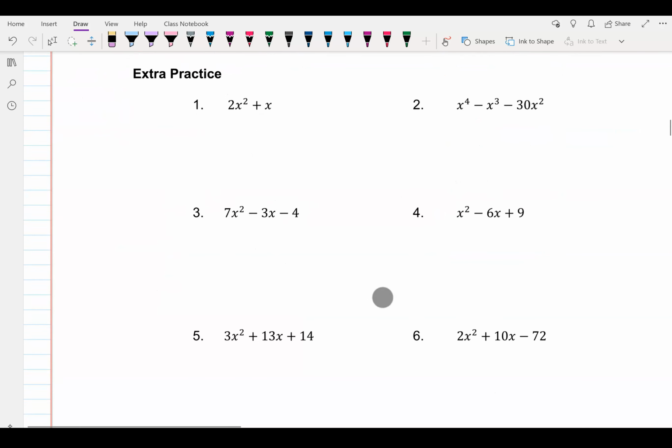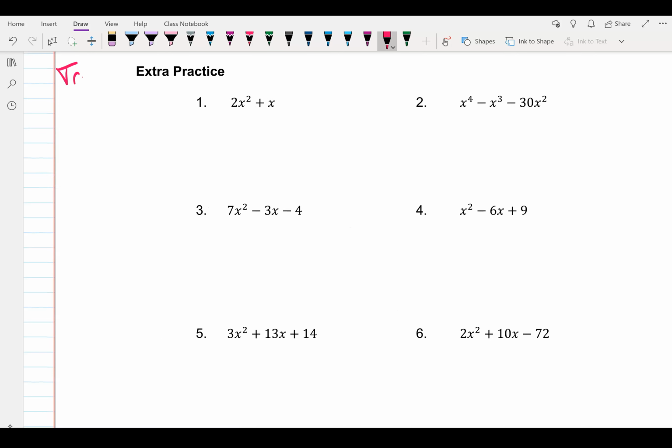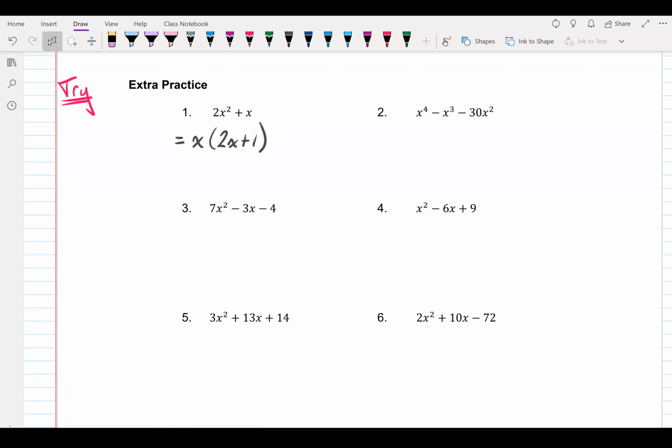So for this extra practice, I would say try this. Try these yourself, and I'll write out the final answers for you. I'm going to give you a little bit of a hint here, okay? The first situation, well, this is just kind of a gimme. I'll do this one for you. You just factor out the common factor, and this is what you get. But the rest of these are going to be a little different, okay? So I'll give you some hints, and then I'm just going to give you the final answers.